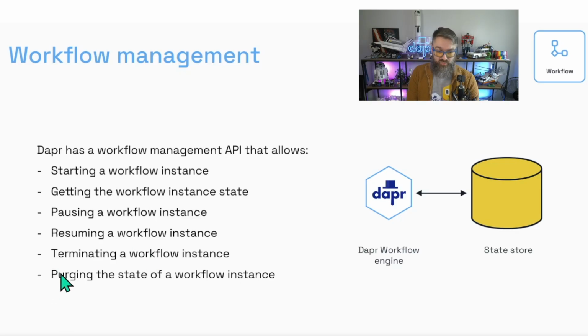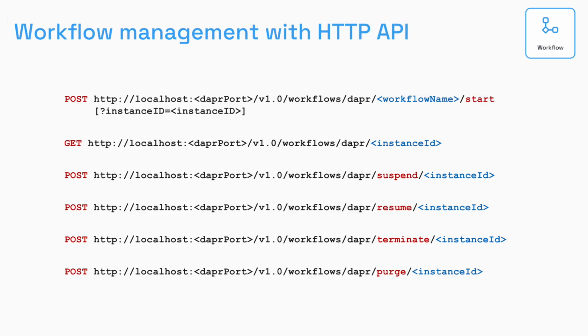You can either use the Purge API on the workflow management part, or you use some other retention strategy on the state store itself to clean up this data. What's also important to realize is that all of these methods require the instance ID of the workflow. So all of these operations only affect one workflow instance.